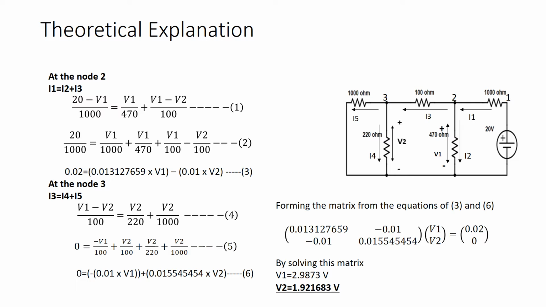Here is the theoretical explanation for the circuit diagram where we have used the 20 volt power supply and shorted the 30 volt. Here the same three nodes are there, and at node 2 and node 3 we write the KCL equations, form a matrix from them, and take the values of the voltages from that matrix. Here V2 represents the voltage across 220 ohm. We got the voltage across 220 ohm as 1.92 volt.